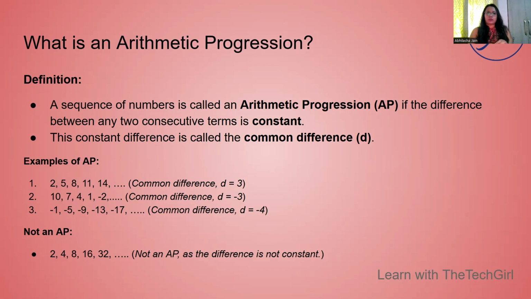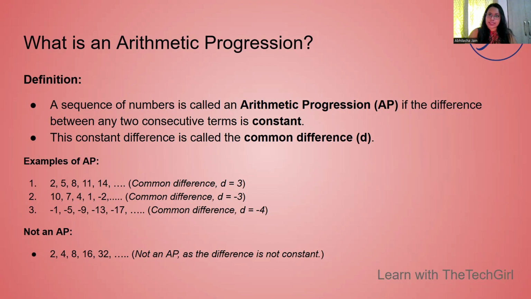Okay. Now, we have another example: 10, 7, 4, 1, minus 2, right? The difference of 7 minus 10 is minus 3, 4 minus 7 is minus 3, 1 minus 4 is minus 3, minus 2 minus 1 is minus 3. So there is a common difference. That's why this is an AP. The difference could be any number, from positive to negative.